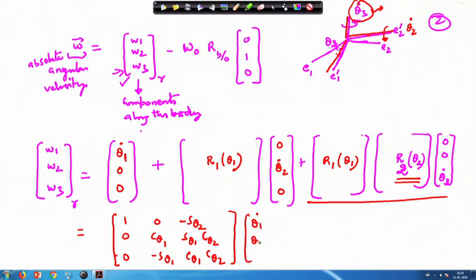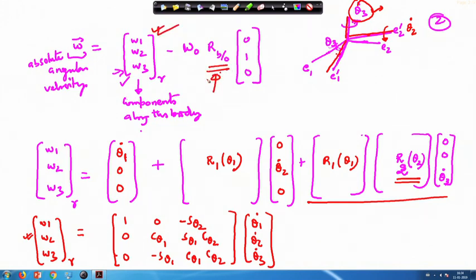This theta 1 dot, theta 2 dot, theta 3 dot, and here we have omega 1, omega 2, omega 3. So this is how your Euler angle rates are connected with the body rates. Okay. So this part is done here in this place. What is remaining is this part.